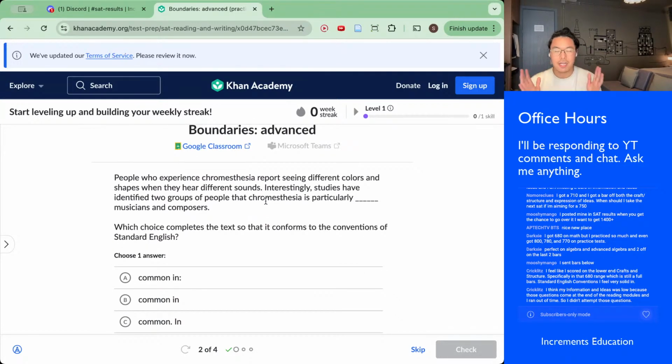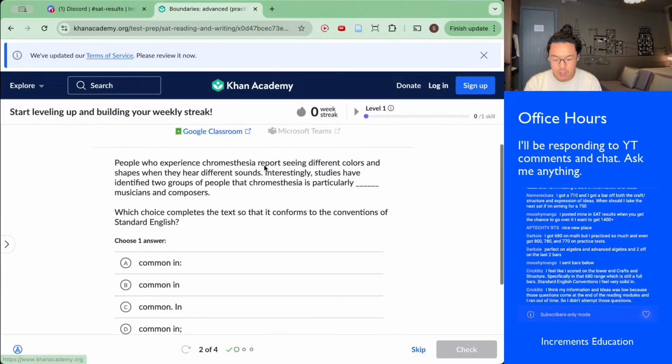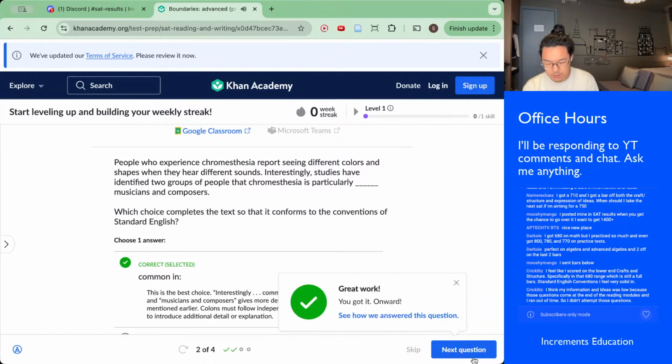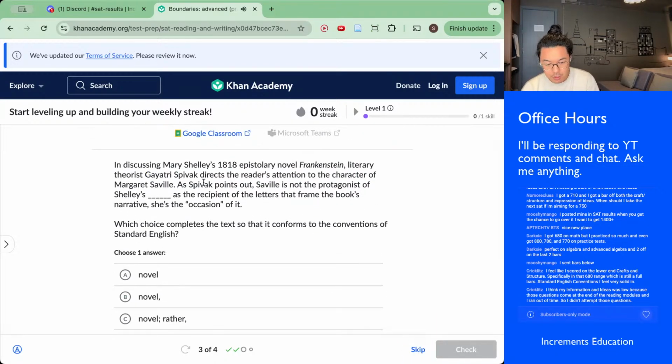Right now the topic is you not knowing when a sentence is wrong. Okay, you not knowing when a sentence is wrong. So here we go. This is also not super hard. Interestingly, studies have identified two groups of people that... chromesthesia is particularly common in musicians and composers. I'm just going to move on from this one. Let's look at this one.